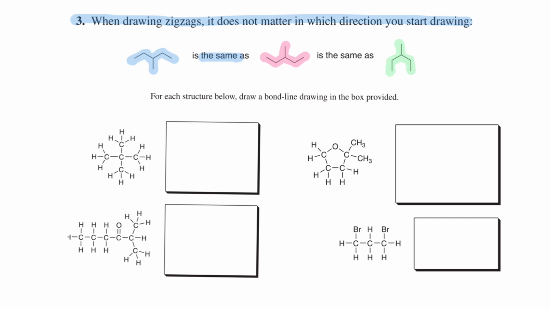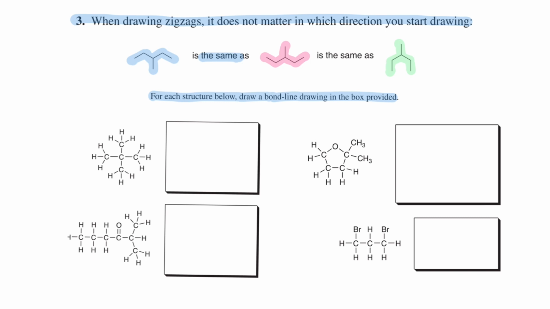So now I am giving one question for you. For each structure given below, draw the bond line drawing in the box provided. So this is homework for you. After understanding all these given points, you have to draw the bond line representation. For your understanding, I will draw one and show you.